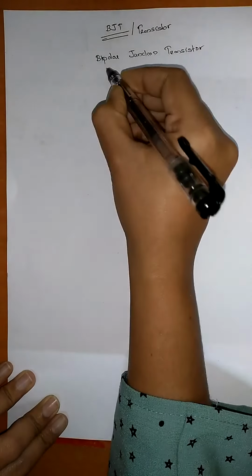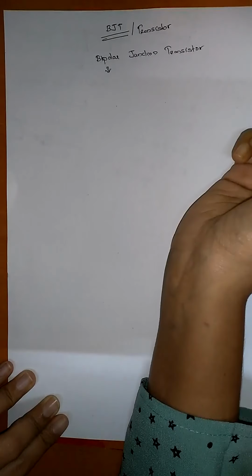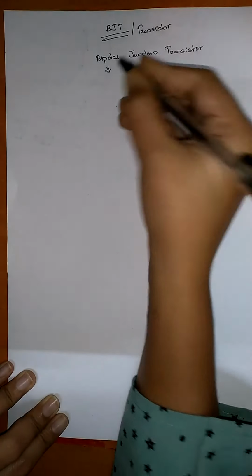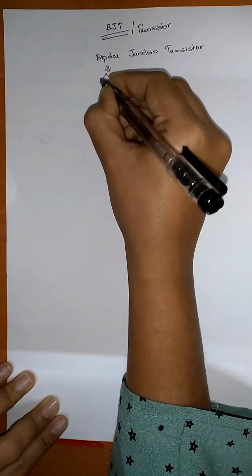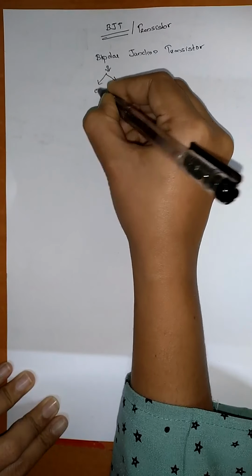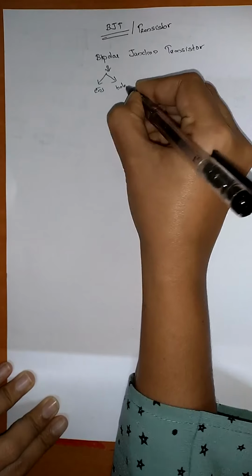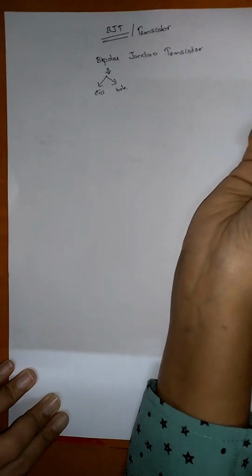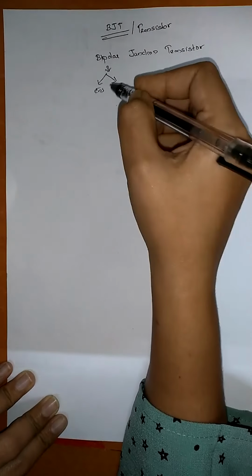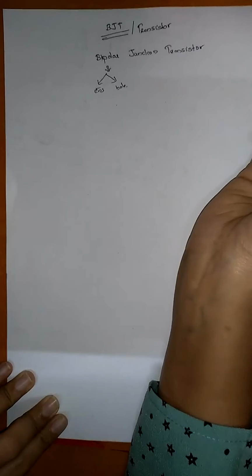So what do you mean by bipolar? Because here it has two charge carriers, that is, current conduction is via two charge carriers, electrons and holes. Okay, BJT is a bipolar current carrier, so it has electrons and holes for the current conduction.